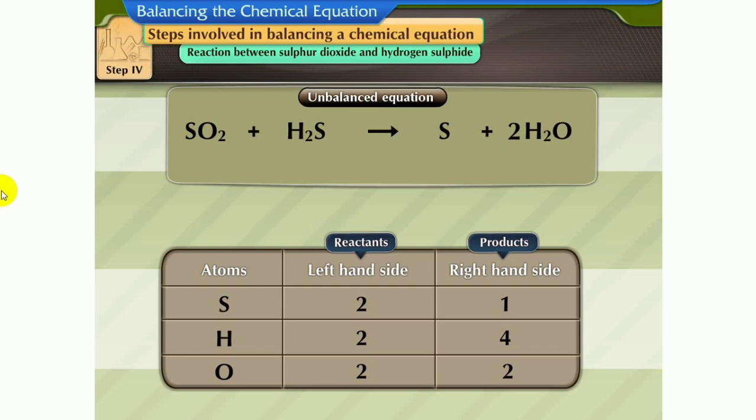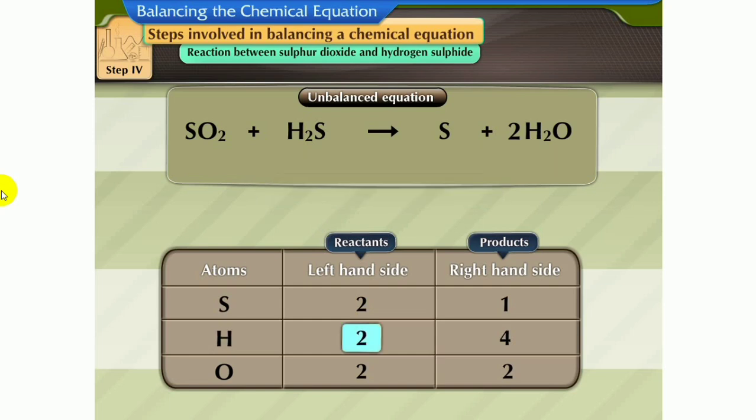Step 4. Select any other atom that is not balanced. In this equation, the S and H atoms are still not balanced. Let us select hydrogen atoms first for balancing. Try and equalize the number of hydrogen atoms as we have done earlier using coefficients.